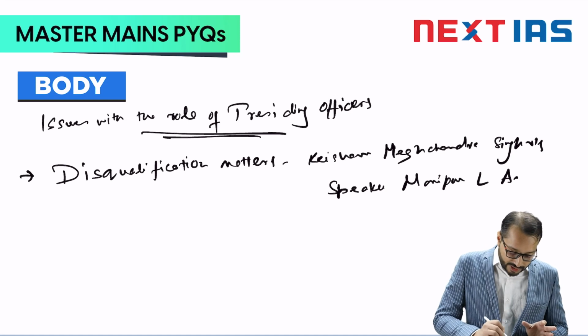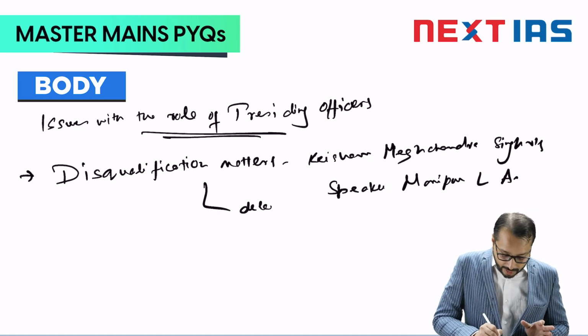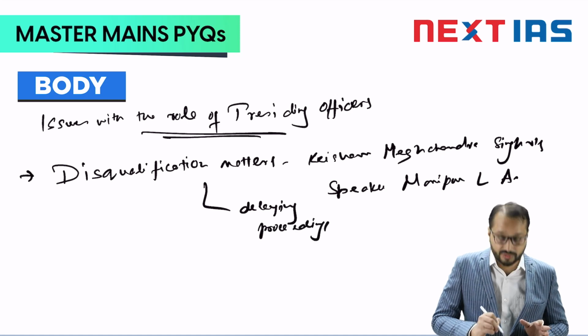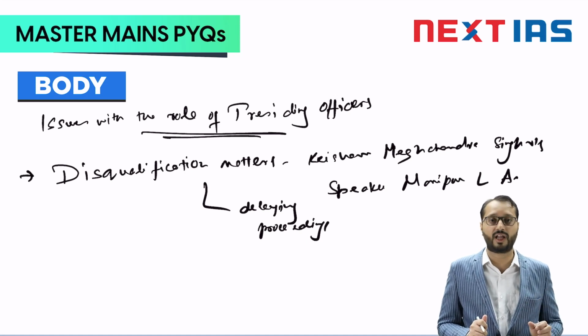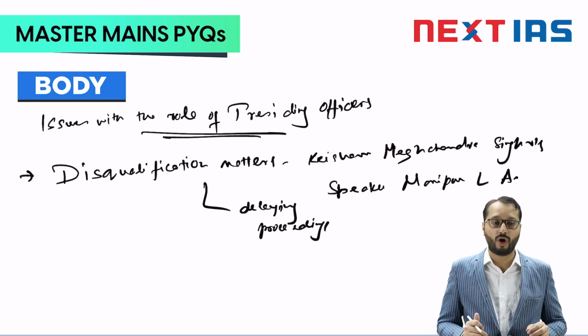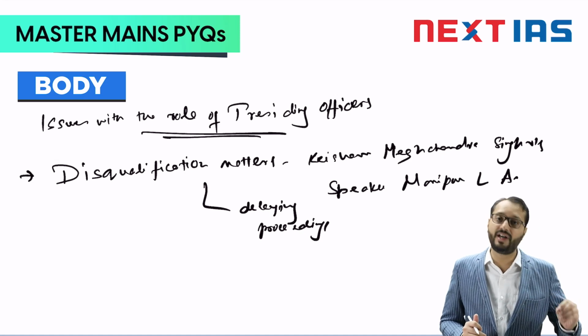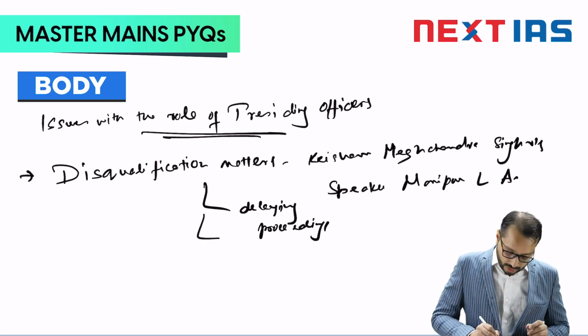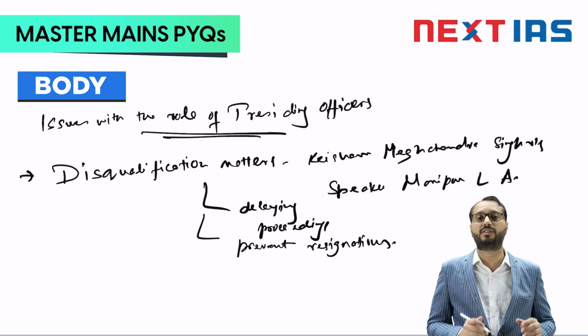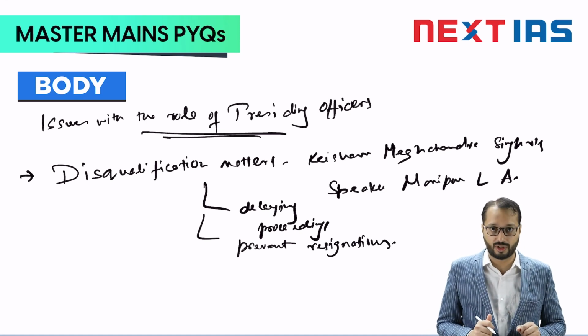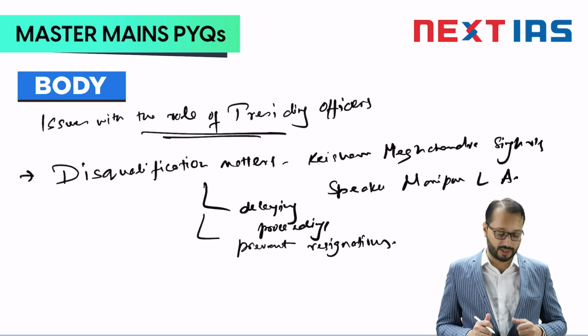So they are often seen to be delaying proceedings of anti-defection, right? So this is one of their modus operandi, because no timeline has been set under the Anti-Defection Act. So they delay the proceedings, or they prevent resignations, right? So these are the two ways in which the speaker obstructs justice under the anti-defection law and behaves as the agent of the party. So he's been accused very recently of these things.